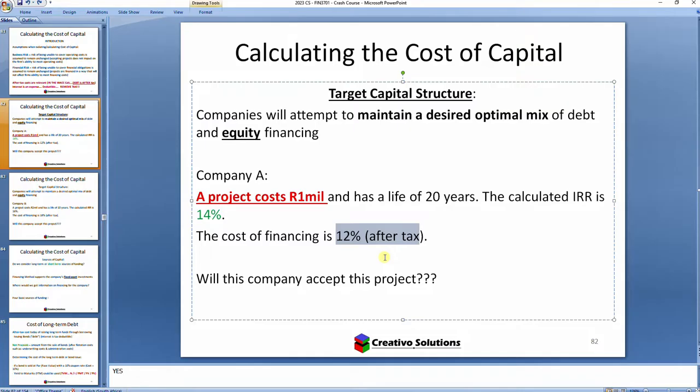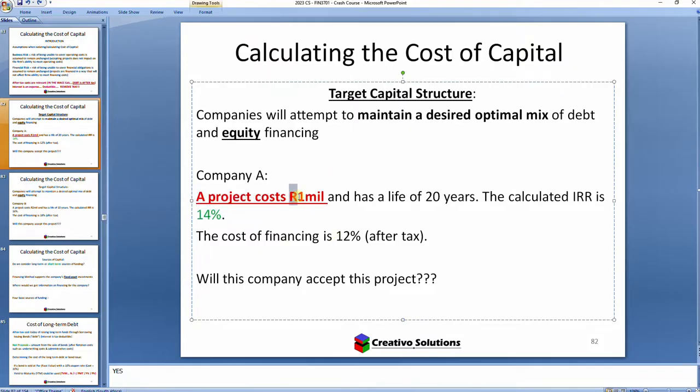Okay, just think about it logically, in simple terms. Getting money from a bank is going to cost us 12%, and remember, that's the cost of financing. It could have come from debt or equity, doesn't matter. We're just using this as an example, right? If I'm going to raise money and it's going to cost me 12% after tax, is that worthwhile? Yes. I can make an extra 2% from this project.